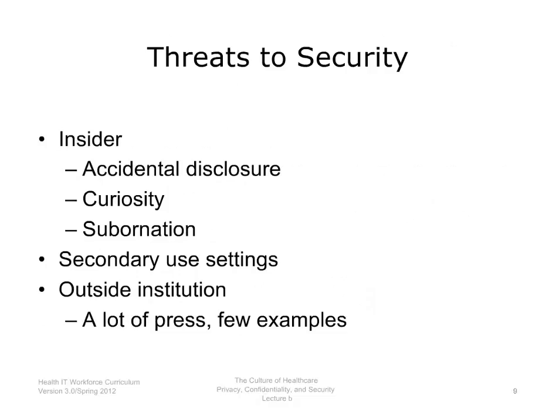There are many different threats to security. There are insider threats, which may be accidental disclosure, or the curiosity of individuals working in an institution, or insubordination, where a disgruntled or dissatisfied employee accesses information inappropriately. The latter is probably the major cause of security breaches. There are certainly secondary settings. There are also threats that come from outside the institution, such as a hacker that accesses information over the Internet. This type of threat to security has received a lot of press, but there are actually relatively few examples. It is really insider threats that have proven to be more problematic.